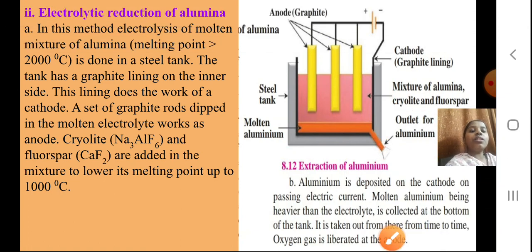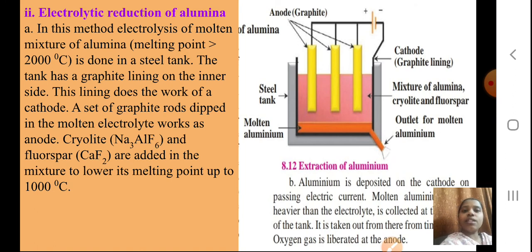Aluminium is deposited on the cathode on passing electric current. Molten aluminium, being heavier than the electrolyte, collects at the bottom of the tank. You can see the orange color shown, and it is taken out from there from time to time. Oxygen gas is liberated at the anode. Students, I hope till here it is clear.